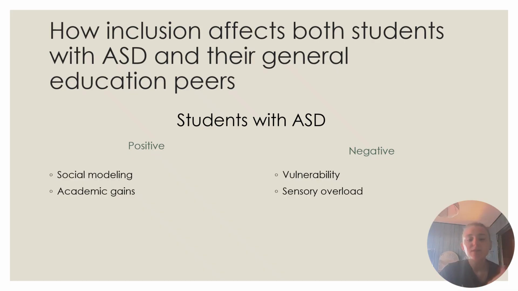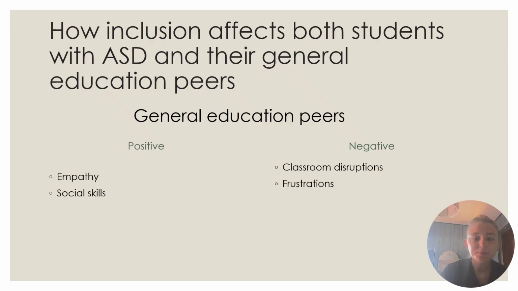When looking at the negatives, they're more vulnerable because they are with general ed kids. This is why inclusion needs to start at a young age so that kids just know that that is how that student is. They also may become sensory overloaded, and there's a lot happening in the gen ed classroom.